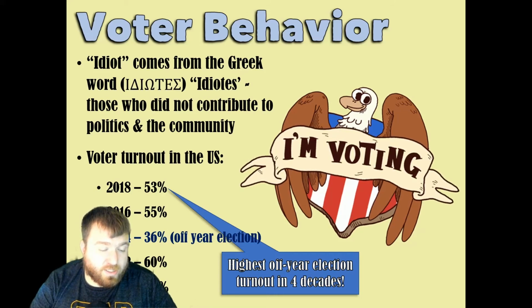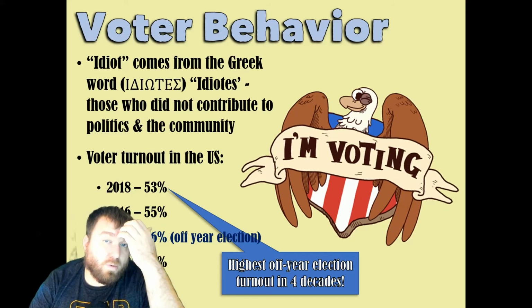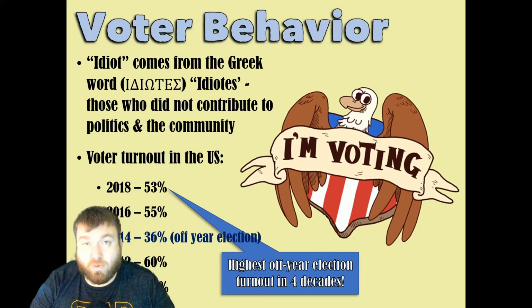2012 was another presidential election year. 60% came out. And in 2008, 63% came out to vote. So, as you can tell, in the years that we have a presidential election, more people vote because more people are invested in that election.